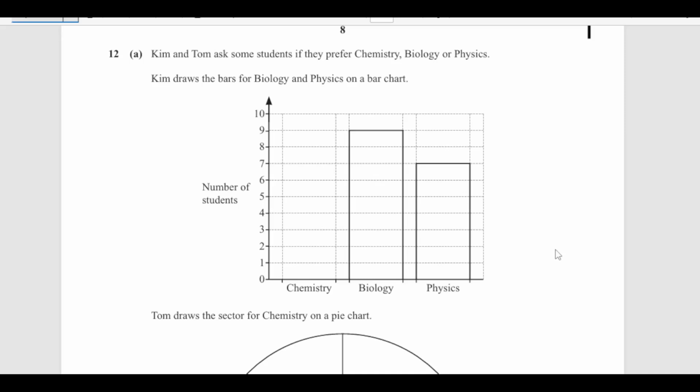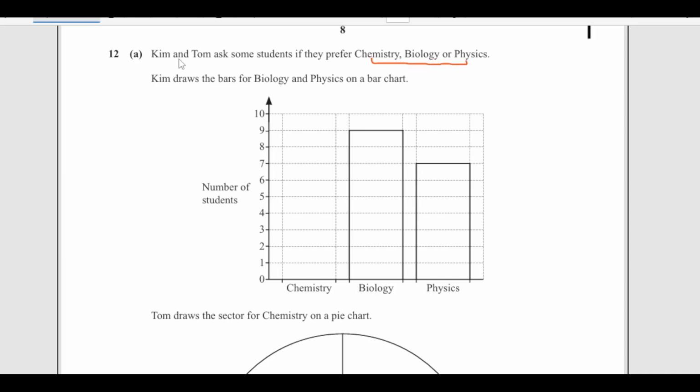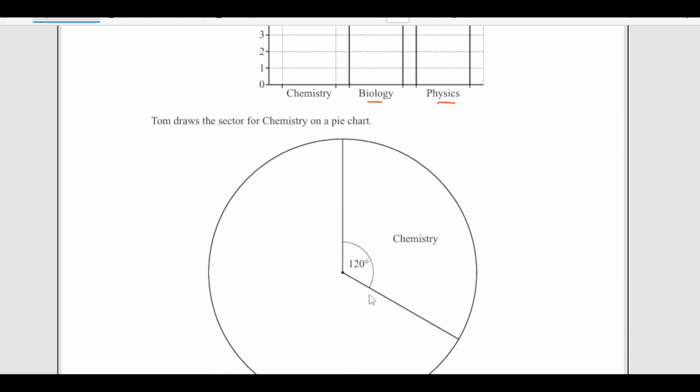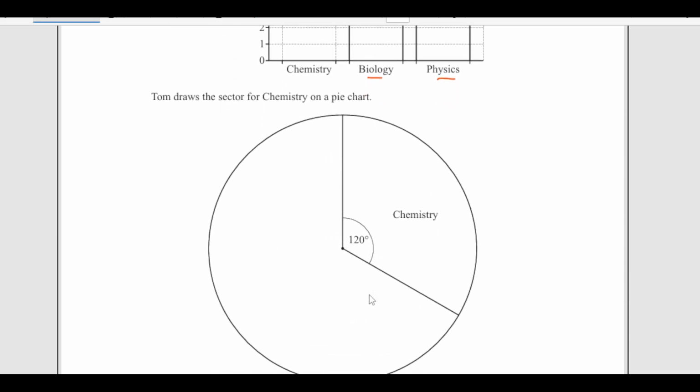So question 12 we have here, Kim and Tom ask some students if they prefer chemistry, biology or physics. Kim draws a bar for biology and physics on the bar chart. You can see the biology and physics bars here. Tom draws the sector for chemistry on the pie chart. So chemistry is drawn on the pie chart.